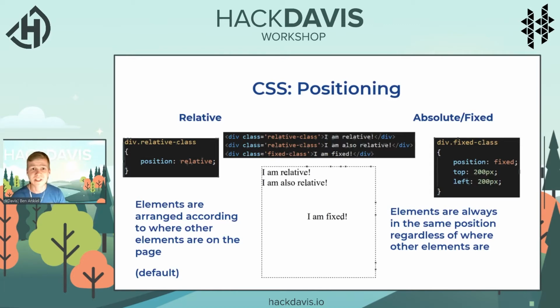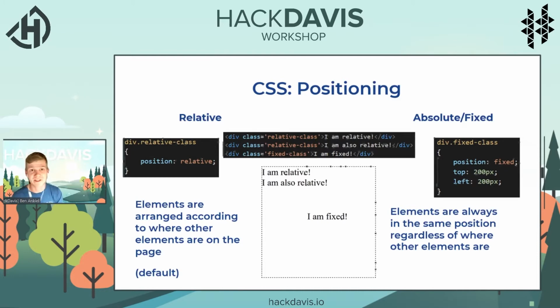And so as you can see the HTML code in the middle, we have 3 elements there, 2 with the relative class and 1 with the fixed class. And so the 2 with the relative class, they're stacked on top of each other. I'm relative as first, I'm also relative as second. And then the fixed class, because we set its position explicitly, top 200 pixels, left 200 pixels.